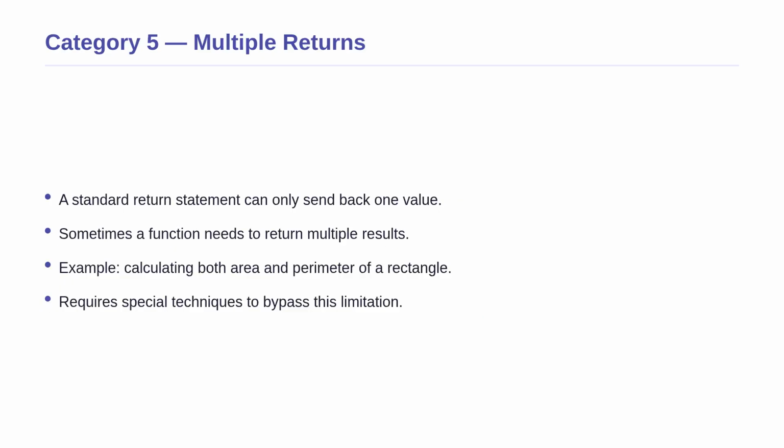This brings us to the fifth and final category, which deals with a special limitation in programming. A standard return statement can only send back one single value. But what if a function needs to return multiple values at the same time? For example, imagine a function that calculates both the area and the perimeter of a rectangle. A single return statement cannot handle this. To solve this problem and extract multiple pieces of information at once, we have to use special techniques. We will look at 3 different ways to achieve this.